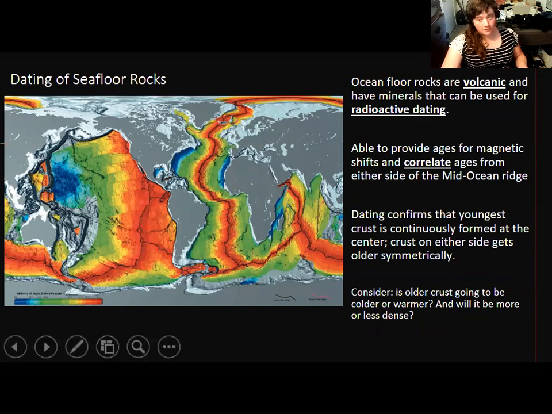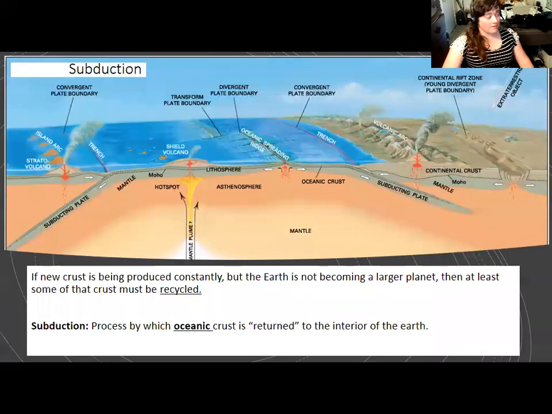So what happens to all this oceanic crust? That is where we get subduction. And subduction was another discovery that helped confirm the theory of plate tectonics, because there needed to be some explanation for where all this oceanic crust was ending up if the Earth wasn't just going to keep getting bigger and bigger. And what actually happens is that it sinks into the mantle.